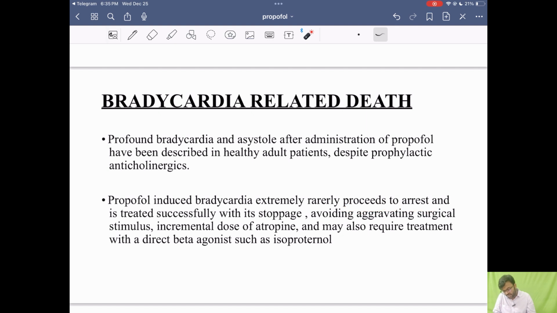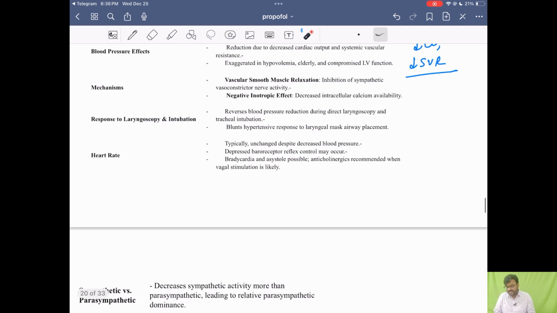And how do you treat it? You just stop the propofol. You avoid aggravating surgical stimulus; you don't give surgical stimulus. Then you start giving atropine in incremental doses, and sometimes you need treatment with direct beta agonists such as isoproterenol. All right. Coming back, we saw blood pressure effects.